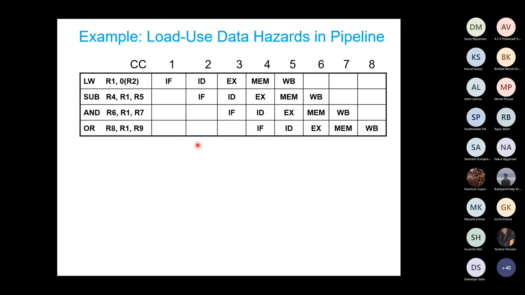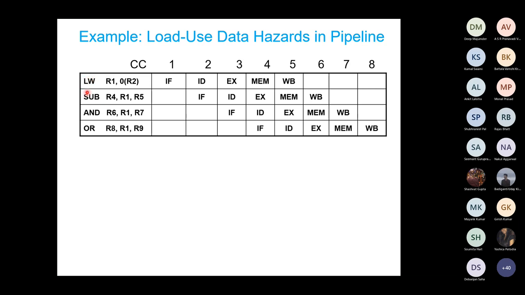So this is called a load use data hazard, because there is a load instruction and the load instruction updates a destination register R1, and that destination register is used as a source register in the subsequent instructions. This is called a load use data hazard or load data hazard. So what is the difference? Suppose instead of load, I have an add instruction as before. Do you see any difference here?